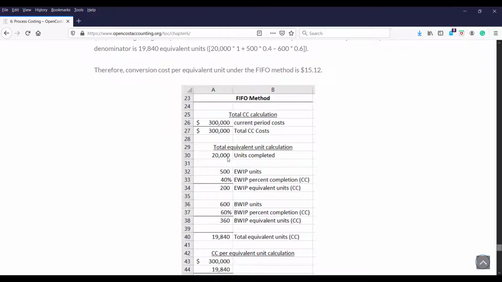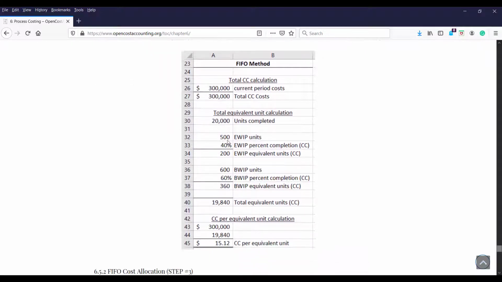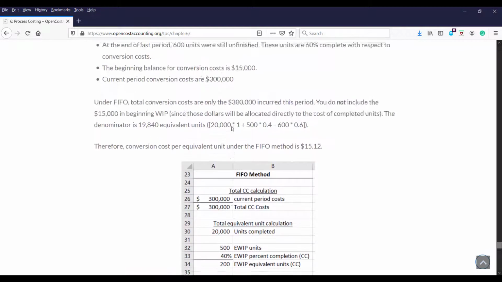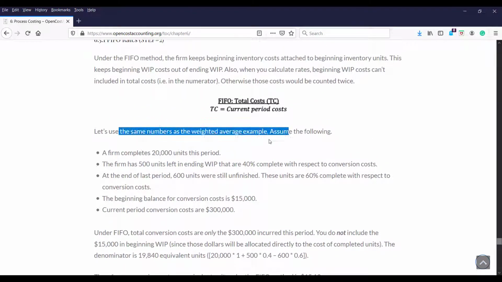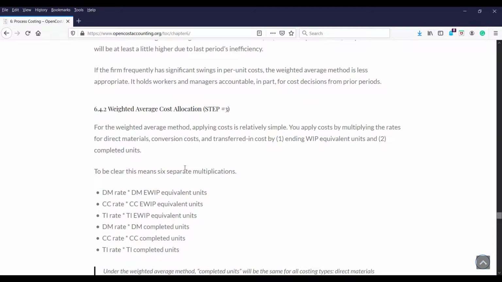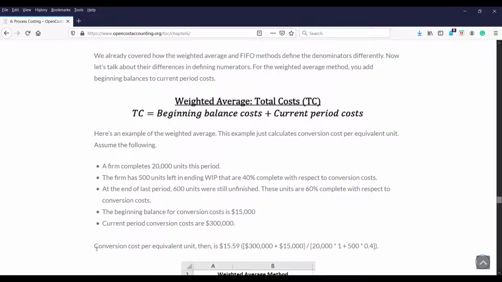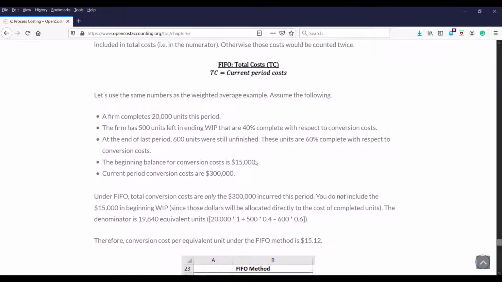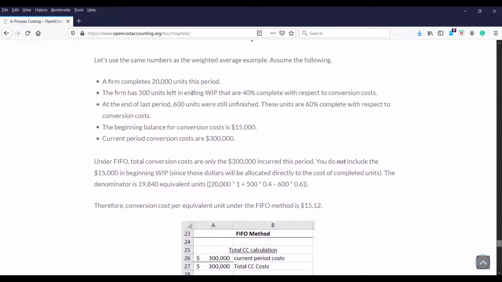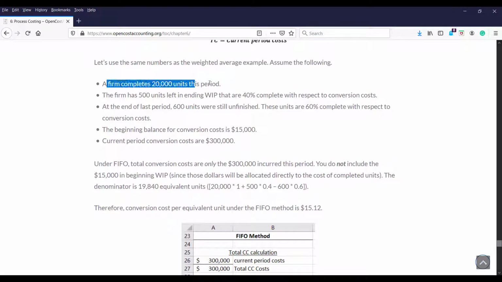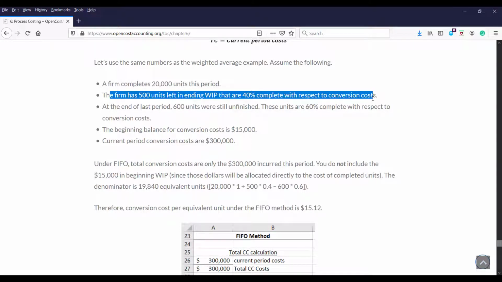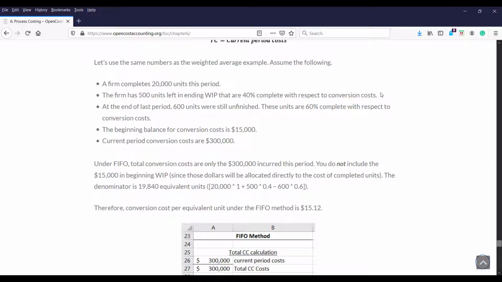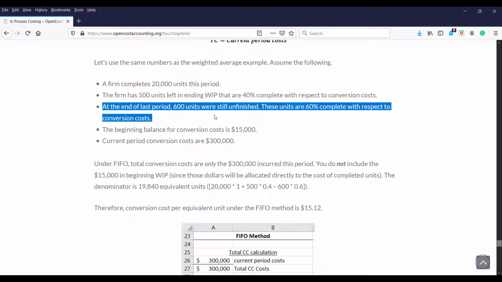So here we have our total equivalent units, 20,000. This is all a conversion cost rate we're trying to calculate. We're trying to use the same numbers as weighted average, where we were doing a conversion cost per equivalent unit calculation right here. So we have those same numbers with a little bit of added calculation we have to do. We have, again, 20,000 units we completed this period. 500 units in ending WIP, which are 40% complete with respect to conversion cost, which is the only percent completion we care about because we're doing the conversion cost rate right now. This part becomes important here in FIFO, whereas we ignored it in the weighted average calculation.